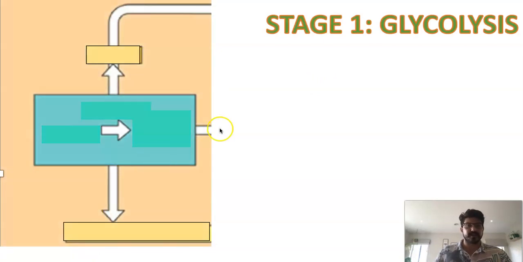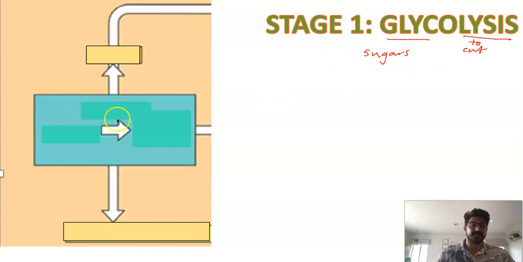But cellular respiration can be described in 3 stages. Stage 1 is glycolysis, so the cutting of, glyco, meaning sugars, and lysis, meaning to cut. So we're cutting sugar in this first stage, and we start off with that glucose molecule.